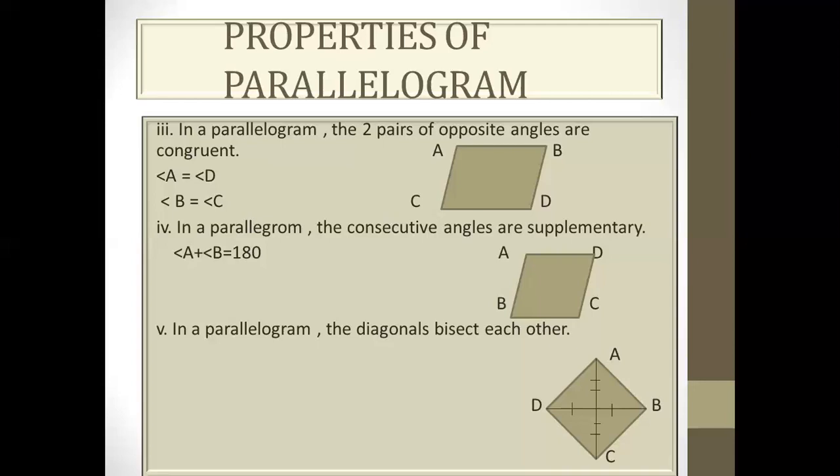The fifth characteristic of the parallelogram is that the diagonals bisect each other. You see that there are two diagonals, AC and BD, and they both meet at one point. They bisect each other. These are the five characteristics of a parallelogram, and when we are doing the exercise, we will use these characteristics in the question if we need.